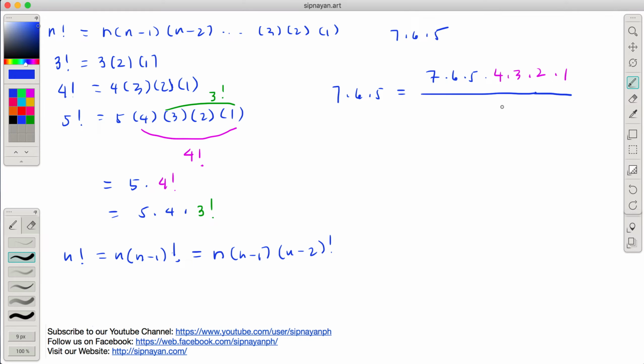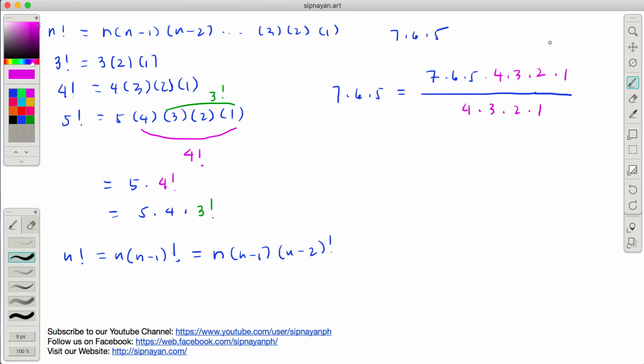Di ba? And since meron tayong product ng 4 times 3 times 2 na hindi naman siya dapat nandyan kasi siyempre mababago na yung value ng 7 times 6 times 5. Lalagay din natin siya sa baba ng 4 times 3 times 2 times 1. Para ma-cancel yung product na 4 times 3 is 12 times 2 is 24. So para ma-cancel to, magka-cancel ka dito, magka-cancel ka dito, magka-cancel ka rin sa 2 and 1.